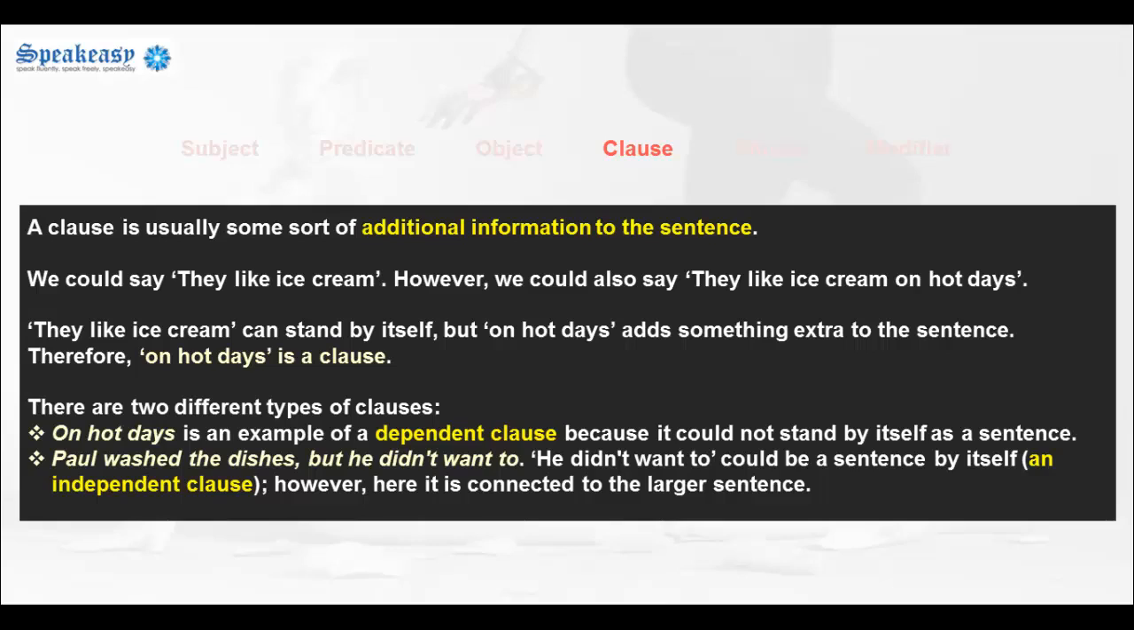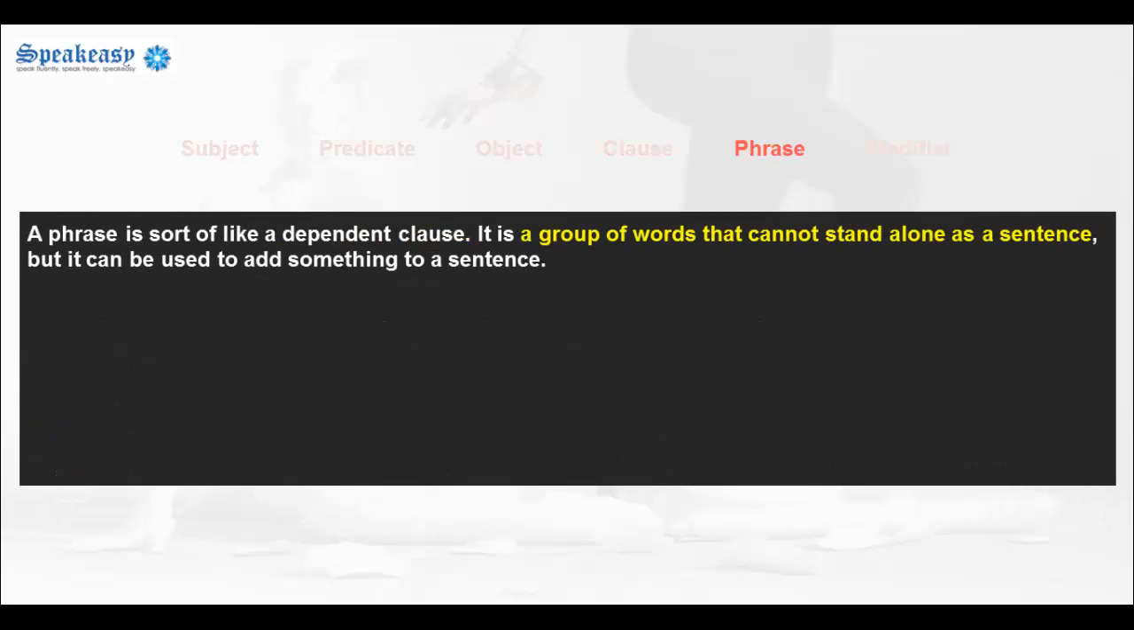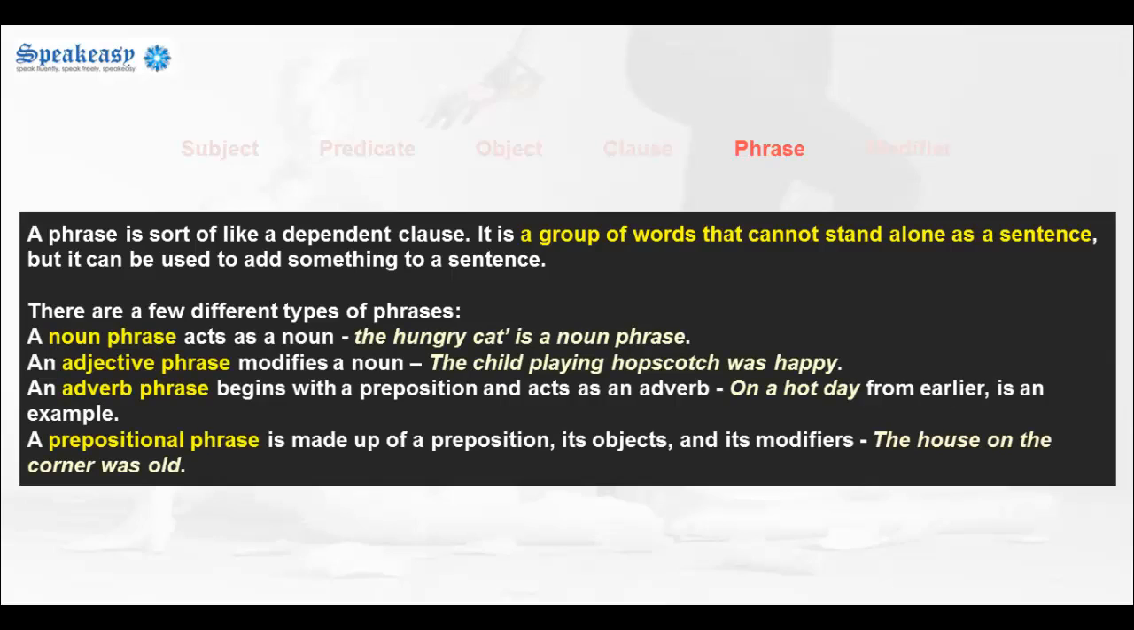A phrase is sort of like a dependent clause. It is a group of words that cannot stand alone as a sentence, but it can be used to add something to a sentence. There are a few different types of phrases. A noun phrase acts as a noun. The hungry cat is a noun phrase.